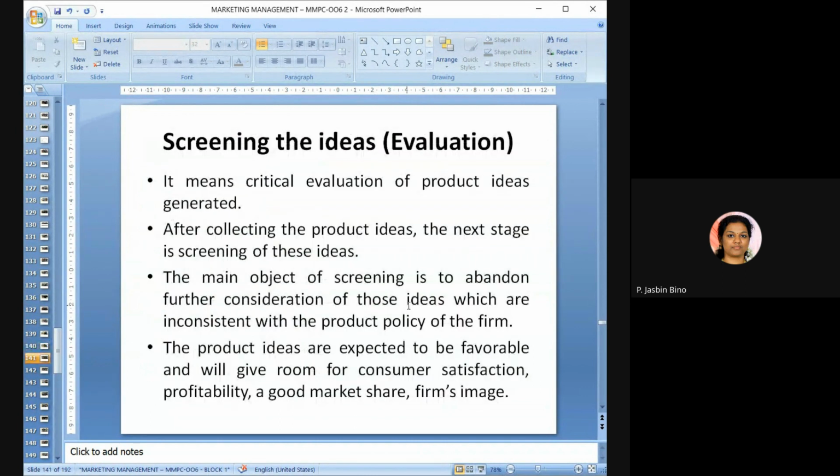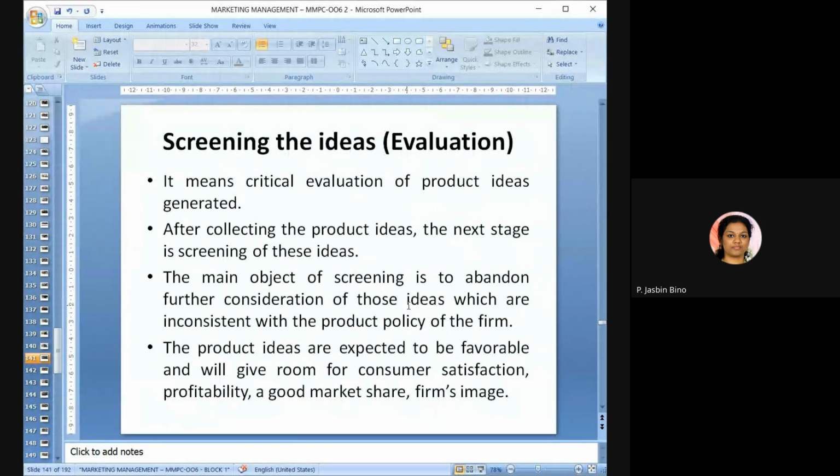Second one is screening the ideas, that is, evaluating the ideas. Just imagine the first step: the idea has been formulated and that has to be screened. It means critical evaluation of the product ideas generated. After collecting the product ideas, the next stage is screening of these ideas. Each idea should be considered: what are the advantages of this particular idea, what are the demerits of the idea. All these things should be properly evaluated.